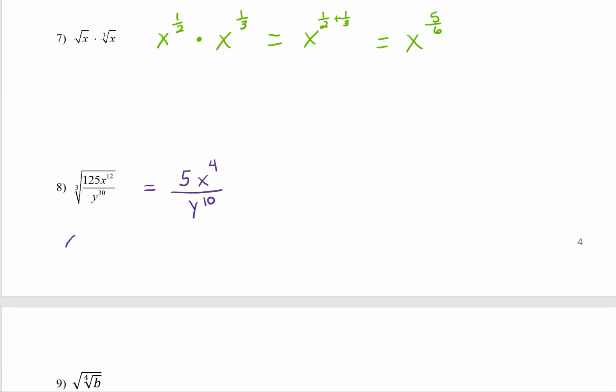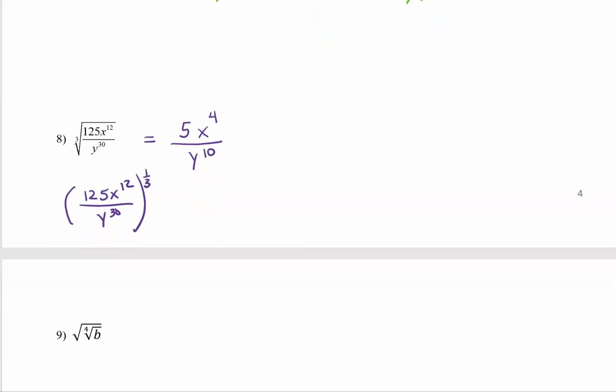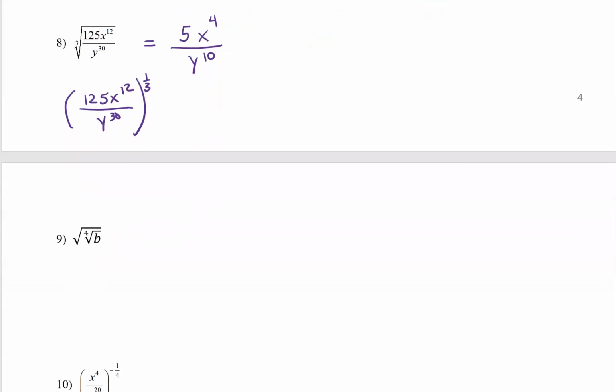So if I rewrite it the way I did above, 12 times 1/3 is 4. That's where I get x to the 4th. And 30 times 1/3 is 10. That's where I got y to the 10th. But it is not necessary if you can simplify it from the radical.